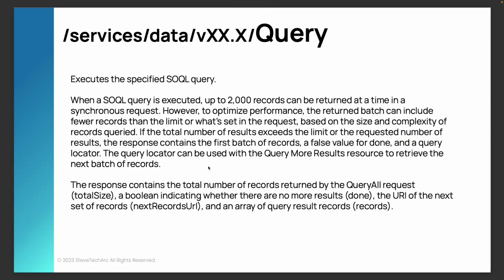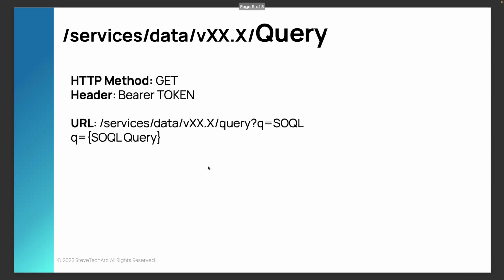Today, we're talking about the query API. So the URL for that is services, data, the version, slash query. And it executes a SOQL query. Now, a key element is it only retrieves 2,000 records at a time in a synchronous request. So it's going to give you an immediate response. Now, it can be tuned for smaller responses, and there is an ability for query more. And so we're going to be taking a look at this.